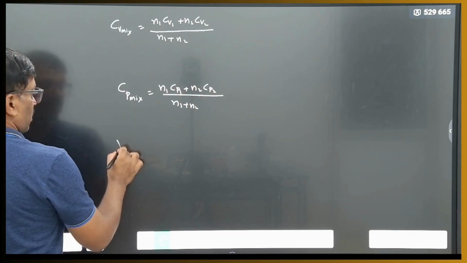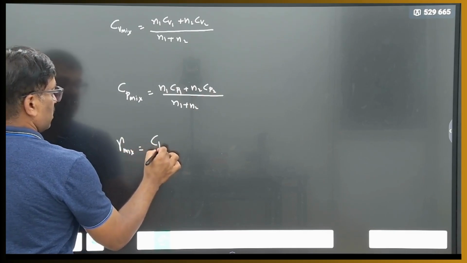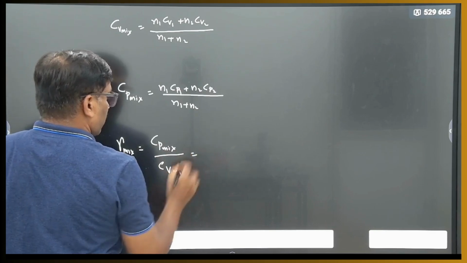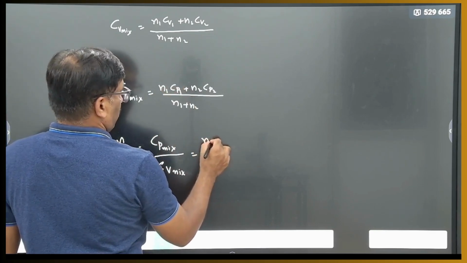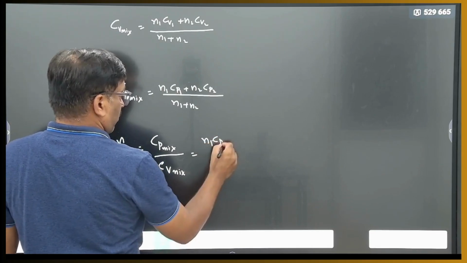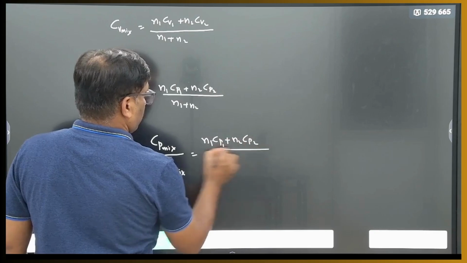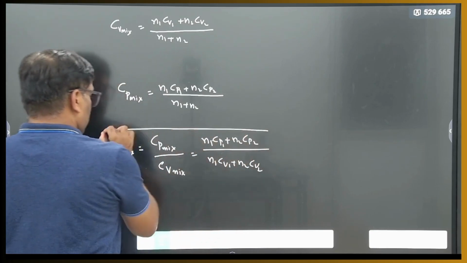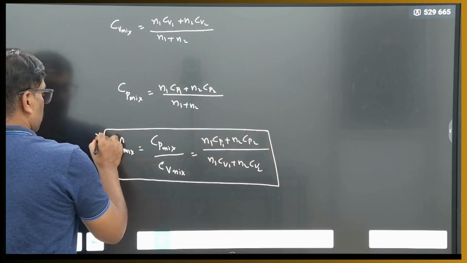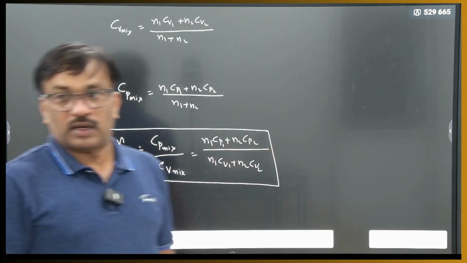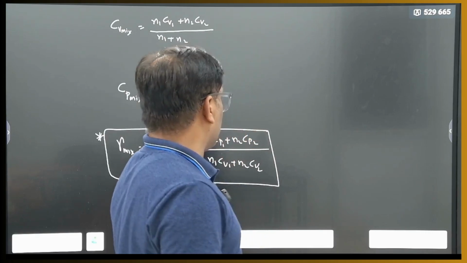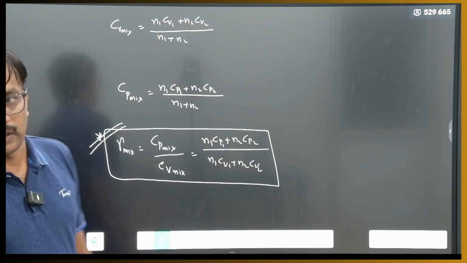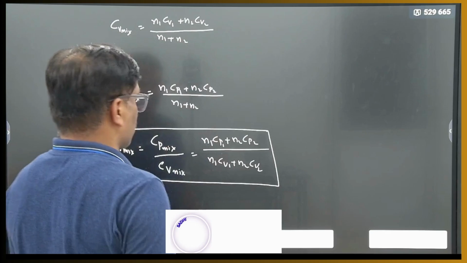So what is the gamma of the mixture now? Gamma of the mixture is Cp of the mixture by Cv of the mixture. Therefore, N1 Cp1 plus N2 Cp2 by N1 Cv1 plus N2 Cv2. Clear? So in this way we can calculate the gamma of the mixture. Most of the time, the questions come based on this only, the gamma of the mixtures. Clear? So we can do one simple question now.